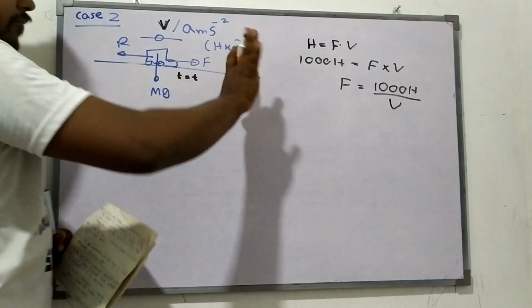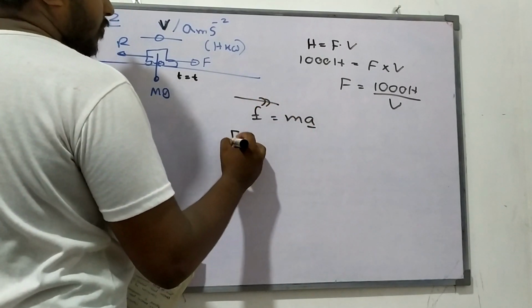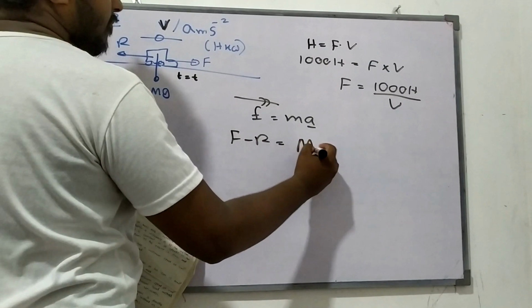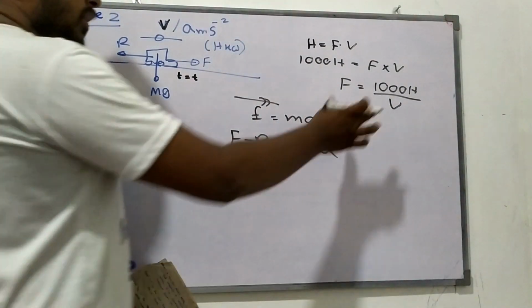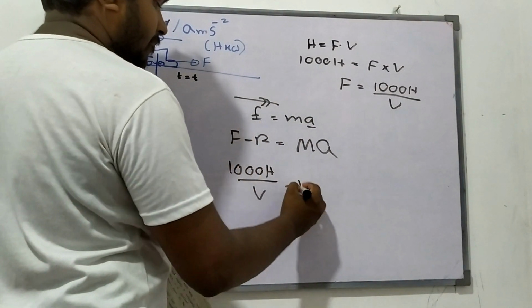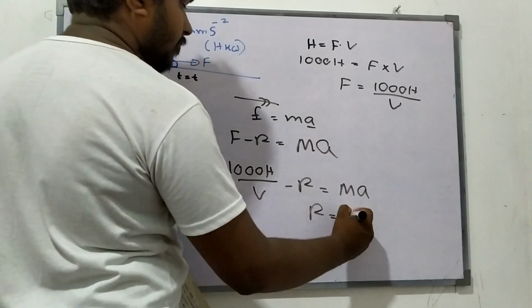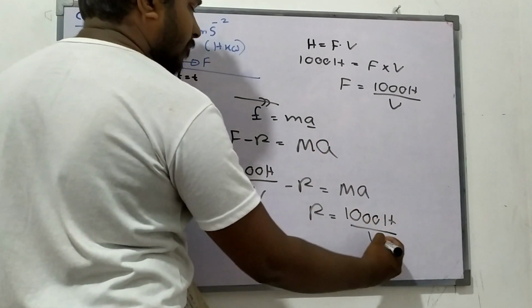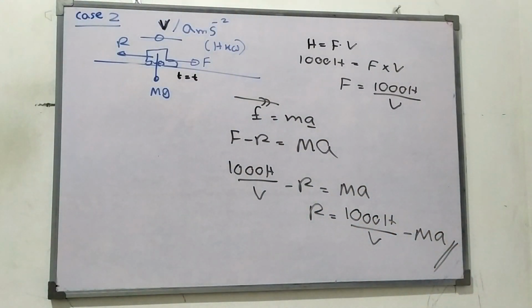And I'm going to apply F equals ma: F minus R equals m into a. Then it can be replaced here, then R will be 1000 H over v minus ma. So this is the second relation, the case number 2 relation.